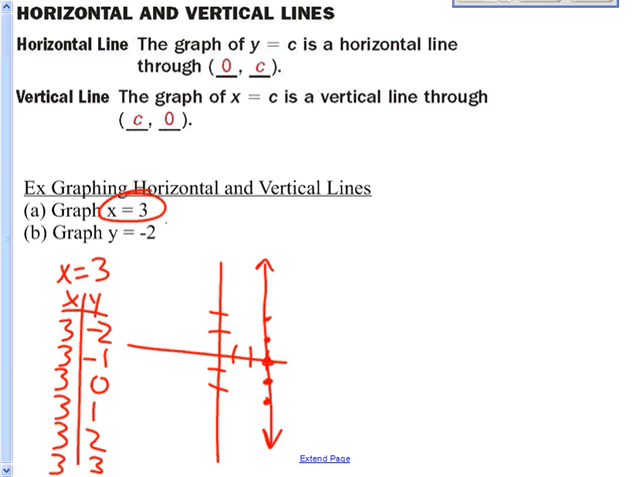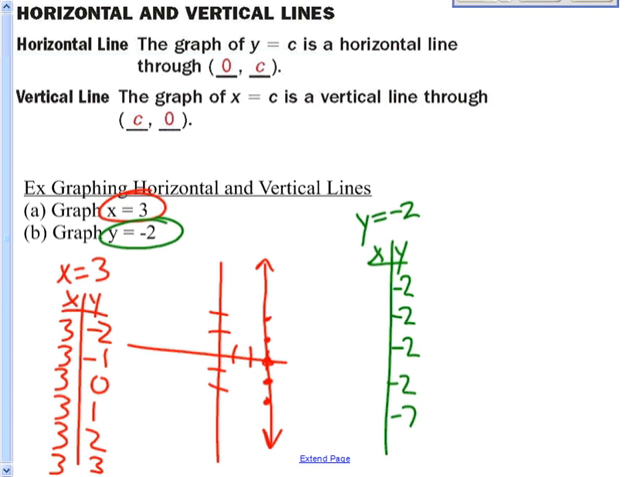Y equaling a constant on the other hand. So y equals negative 2. You're like, well, what would that look like? Y equals a constant. Y is always negative 2. That's the only option here that we have. And you're like, well, pick some x values this time. Can't plug those x values in. There's no x value to plug in. Y is always negative 2.